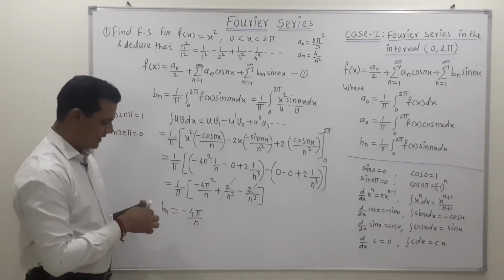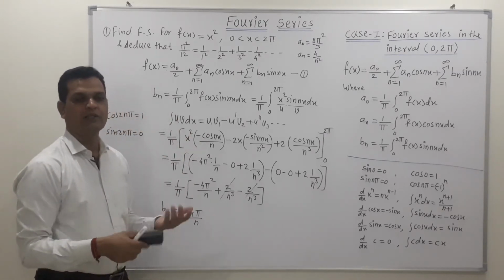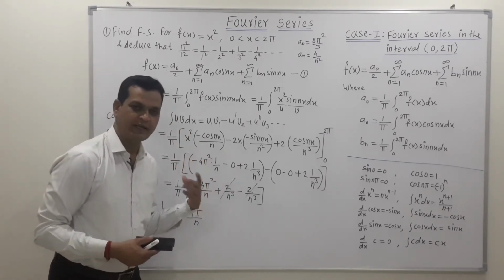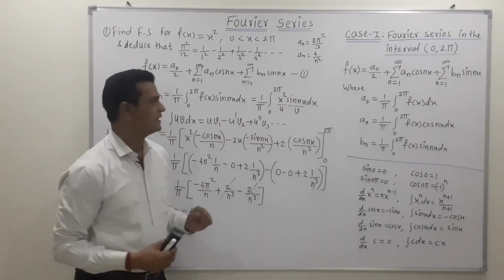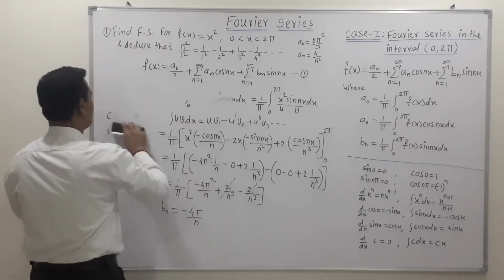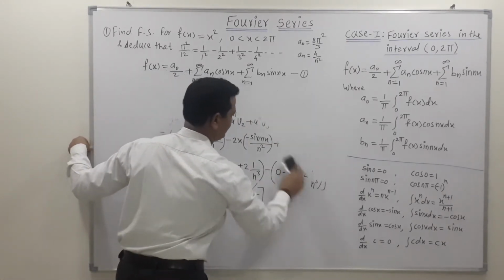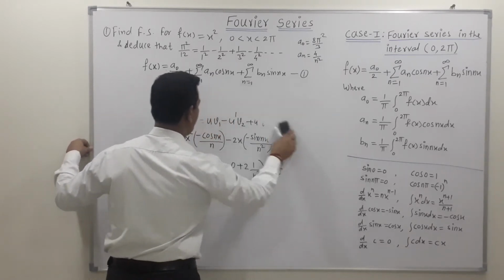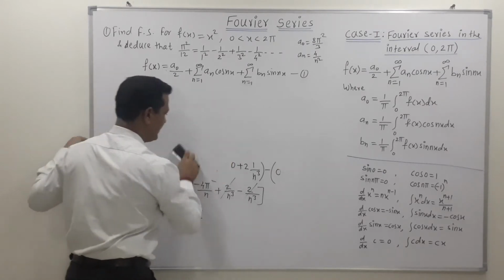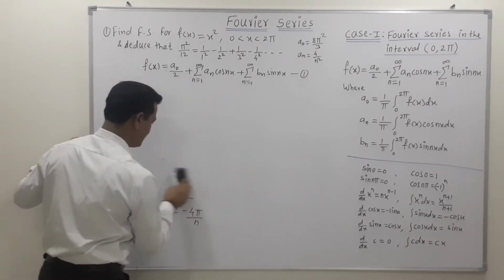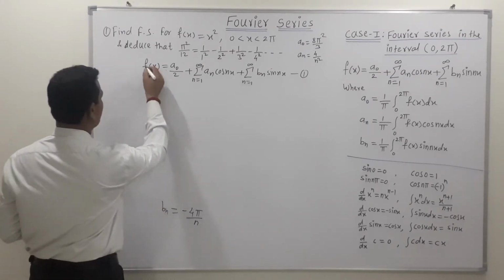So in this way we can easily get the value of A0, An and Bn. Put all these values of A0, An and Bn in equation number 1 so that we get the required Fourier series expansion. So let's put all these values in equation number 1. This is the next step. Now the next step is to put the values. So now friends, put the values directly.